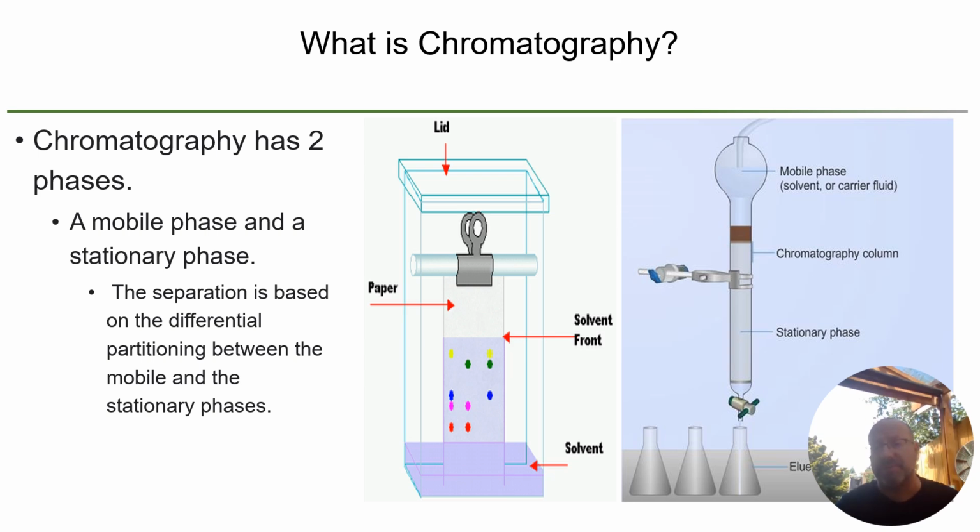The same thing applies for liquid chromatography. So you can see on the right here we have a typical liquid chromatography column setup. The mobile phase in that is your binding buffer, your equilibration buffer, your elution buffer. Any one of those buffers is considered the mobile phase whenever we get to doing bead-based chromatography.